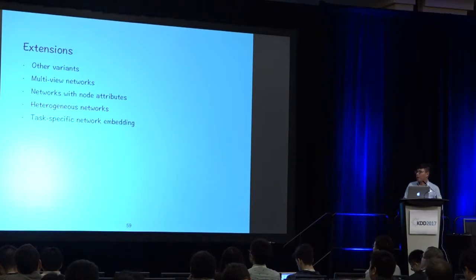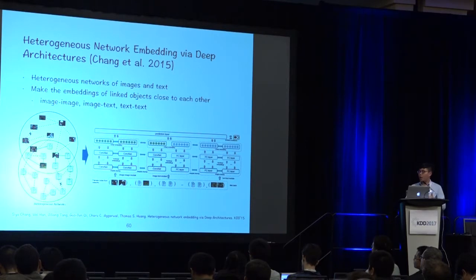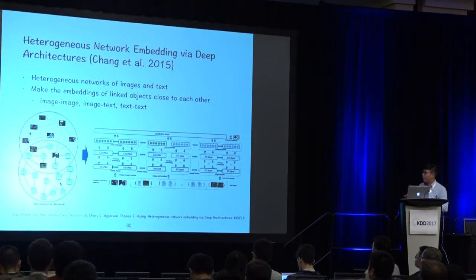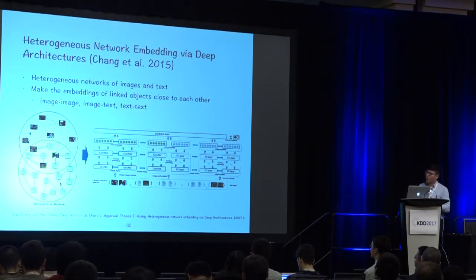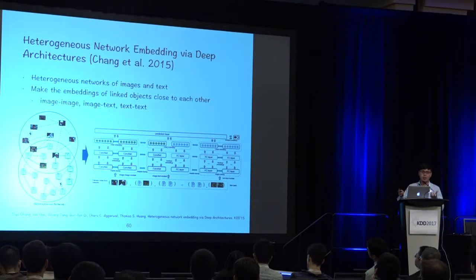There are also many works trying to learn node representations for heterogeneous networks. For example, Chang started learning heterogeneous network embedding with deep neural networks. Here they try to embed heterogeneous networks of images and text. They built very deep neural networks to embed images and text, and then they try to make the embeddings of linked objects close to each other. For example, if two images are connected, they make the embeddings of the two images close to each other. And if an image is linked to a text, they make the embedding of the image close to the embedding of the text. For the embedding of the image and text, they both use convolutional neural networks.